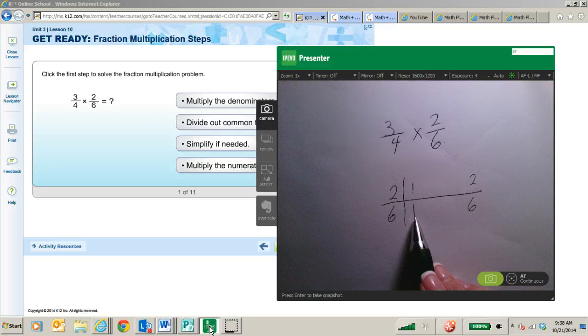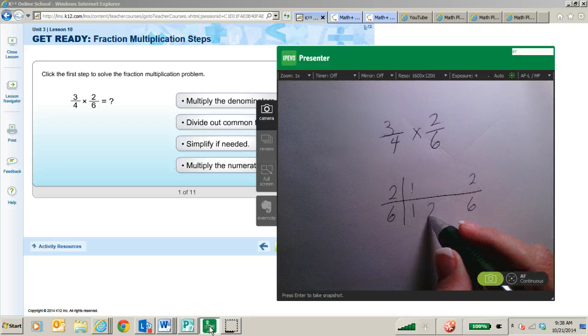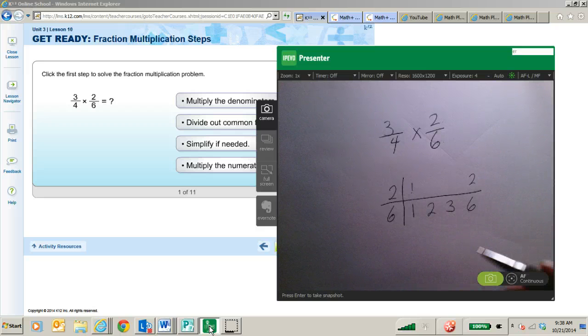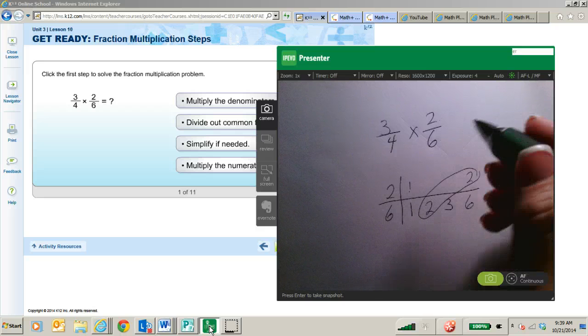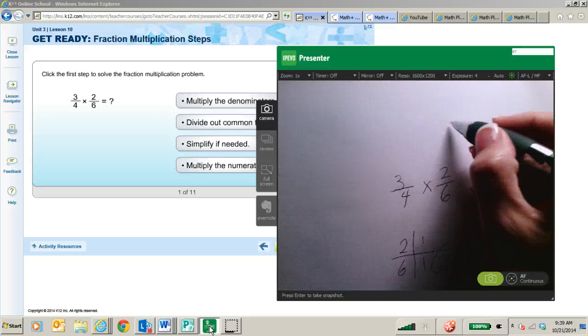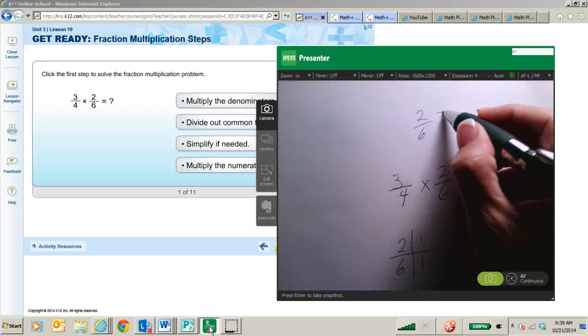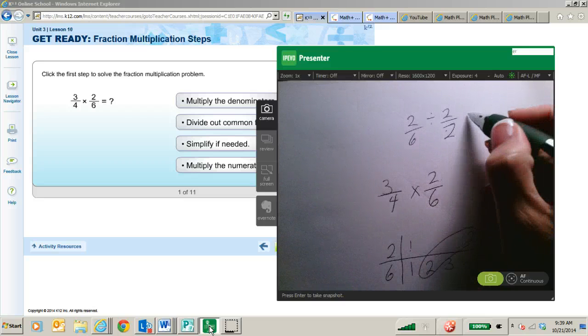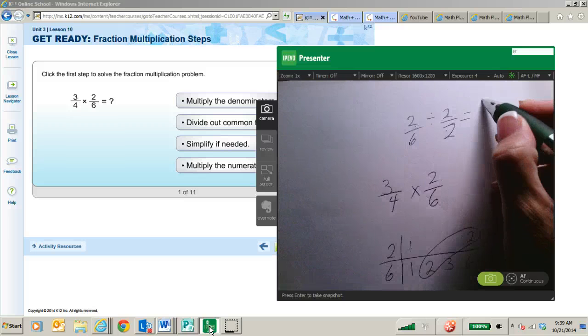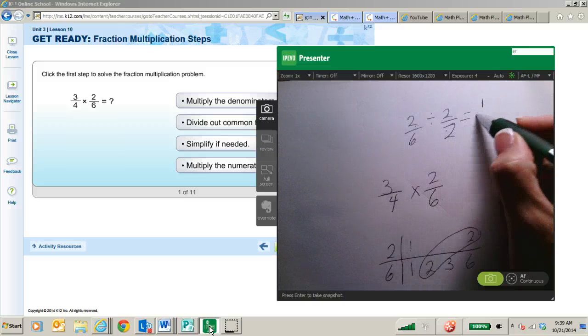And then when we think of 6, 1 times 6 is 6, but I also know that 2 times 3 is 6. So the common factor would be 2, and we always want the least common factor. If these numbers were larger, we wouldn't want to pick something over here if there was already a 2. So we can simplify 2/6 by dividing the numerator and the denominator by 2. And 2 divided by 2 is 1, and 6 divided by 2 is 3.